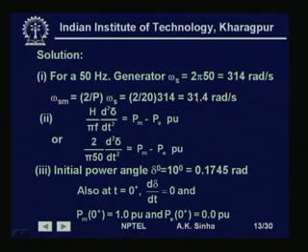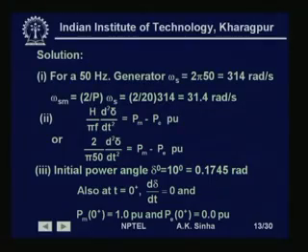So, we see that the speed of this generator in terms of RPM will come out to be 300 RPM, whereas in case of a 2-pole generator if we were running, then the speed would have been 3000 RPM. So, for a 20-pole generator the speed is 31.4 radians per second and we can convert it in RPM, then we will find that this comes out to be around 300 RPM.